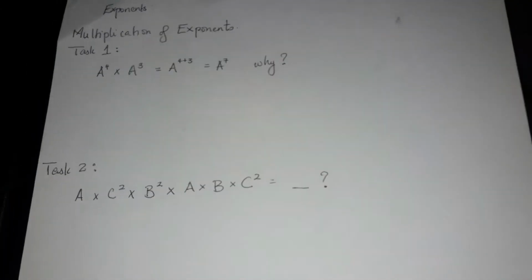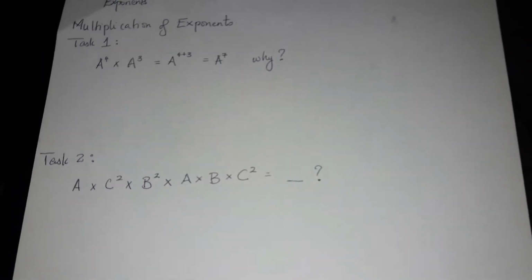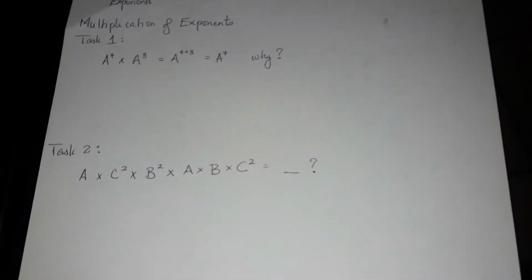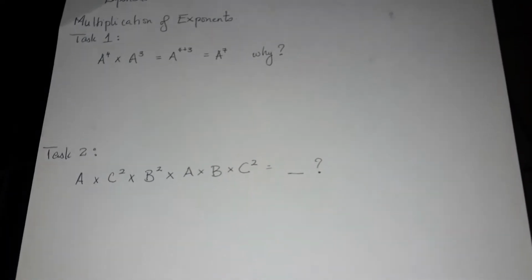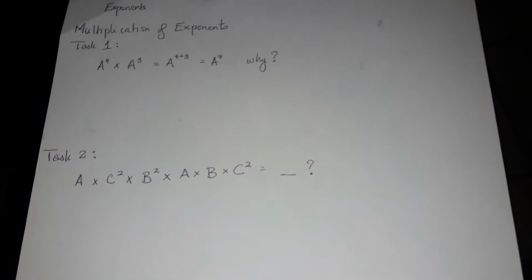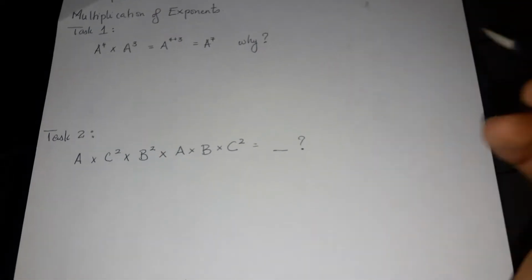Okay, so as promised, here is the worksheet section or segment of the video. So multiplication of exponents. A to the 4th times A to the 3rd is equal to A to the 4th plus 3 to give you A to the 7th. Now why? Why do we add for multiplications?